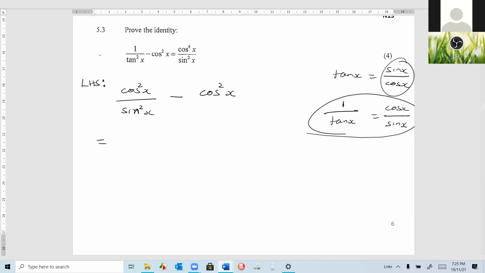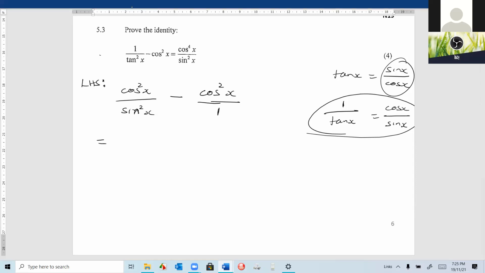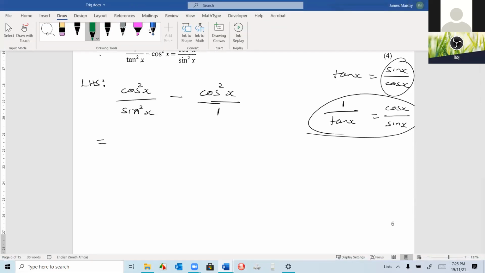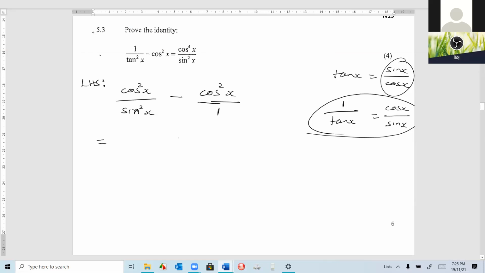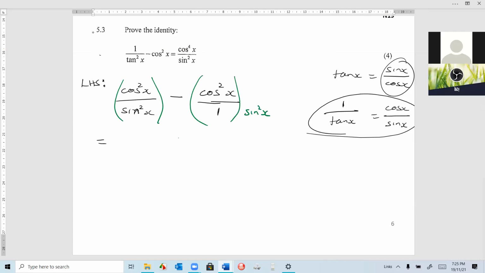Now immediately you see you have a denominator. So we want to write the other cos squared x with a denominator, so we put it over 1. So we find an LCD. What is our LCD here? Our LCD is sine squared x. So we need to multiply this side by sine squared x, and the golden rule on fractions, what you do on the bottom, you will do on the top.